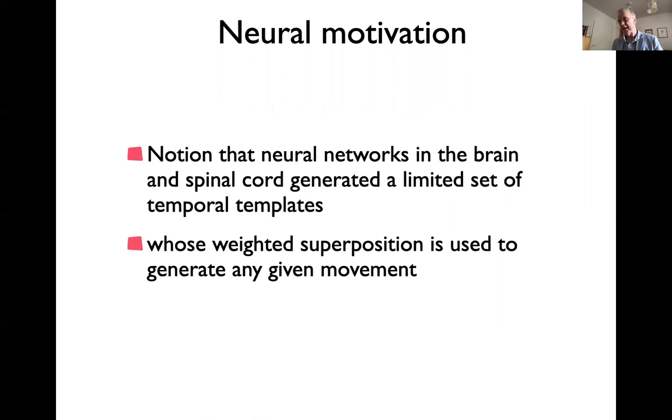And it's always this notion that the brain is super complex, and to make a movement is very complex. So the idea would be, maybe what you do is you just have a neural circuit that can do certain time courses for certain movements. And then to get different movements, you just superpose these primitives, these simple time courses. That's sort of the general notion.